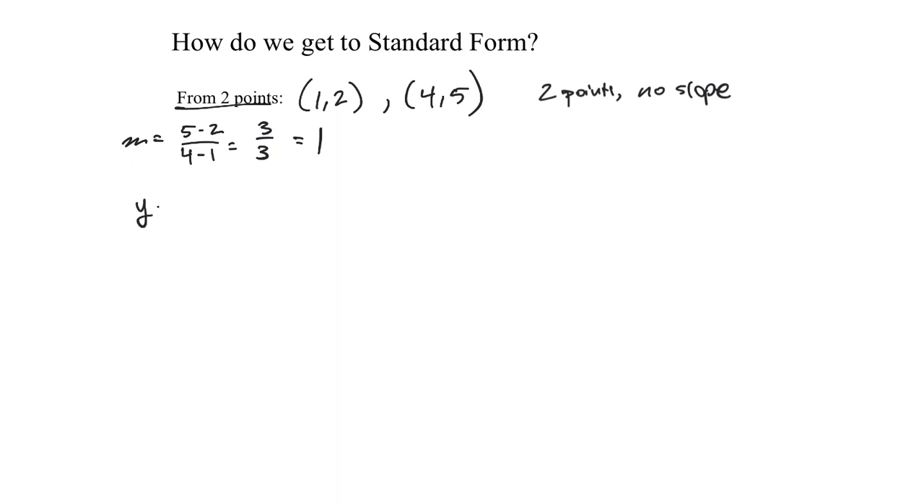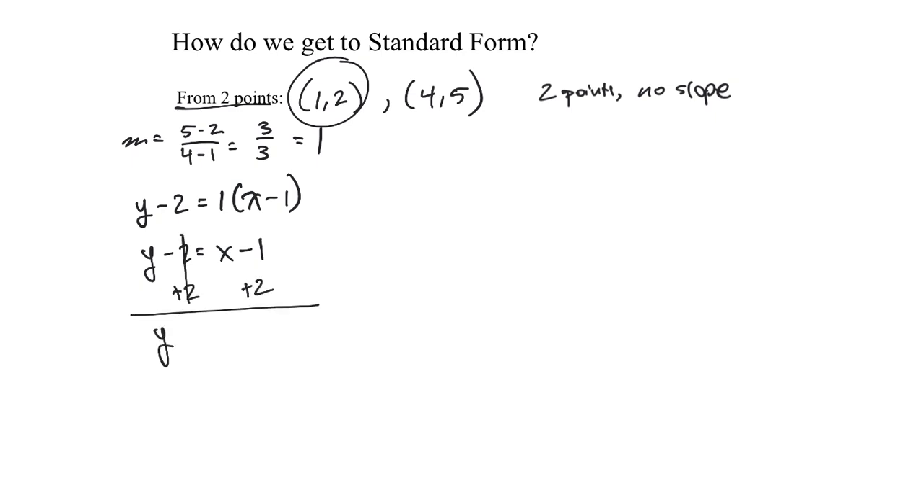Point-slope form is going to be y minus 2 equals 1 times x minus 1. I chose this point. I'm going to turn to slope-intercept form. y minus 2 equals x minus 1. I'm going to add 2 to both sides because I'm going to solve for y. I get x plus 1. And then I'm going to get the constant by itself. I want all my variables on one side. So I have y minus x equals 1.